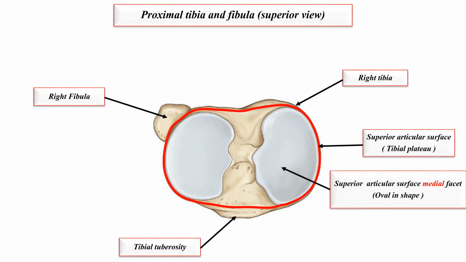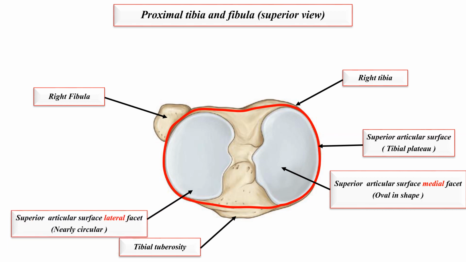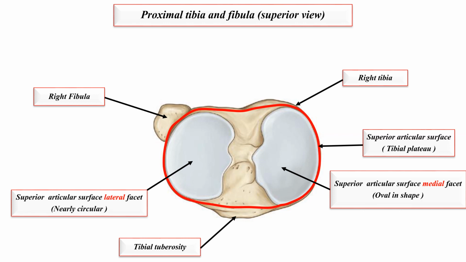medial facet. This medial facet is for articulation with the medial condyle of the femur and the medial meniscus. This is the lateral facet for articulation with the lateral meniscus and the lateral femoral condyle. The medial facet is oval in shape, while the lateral facet is nearly circular in shape. Between the medial and lateral facets, there is the intercondylar eminence. It is the elevated area between the medial and lateral facets.